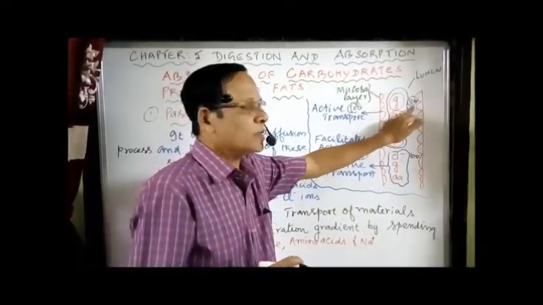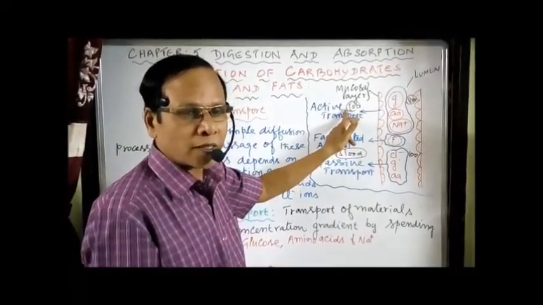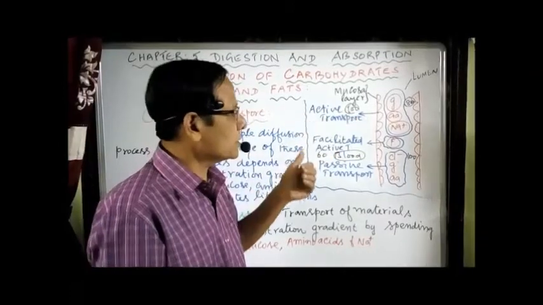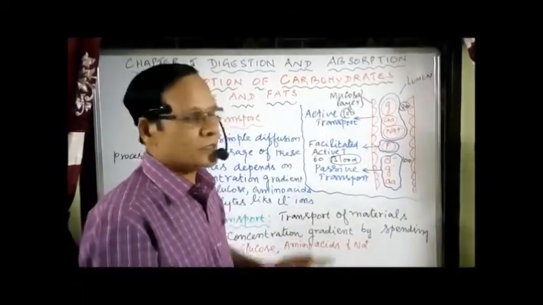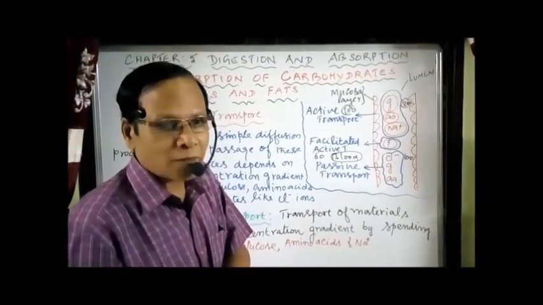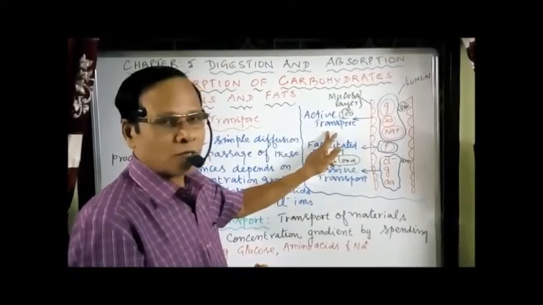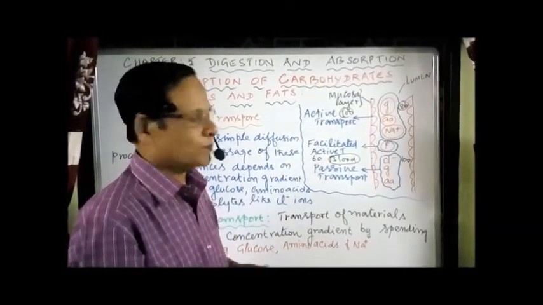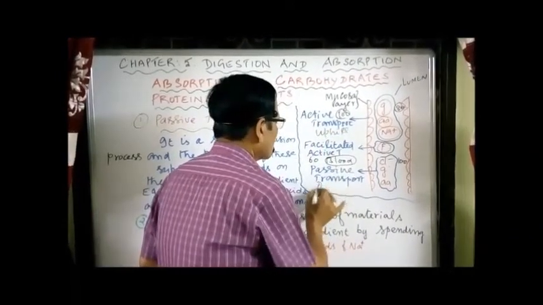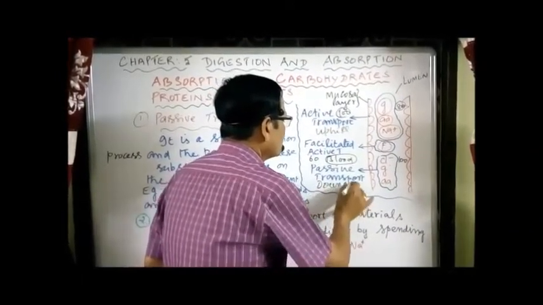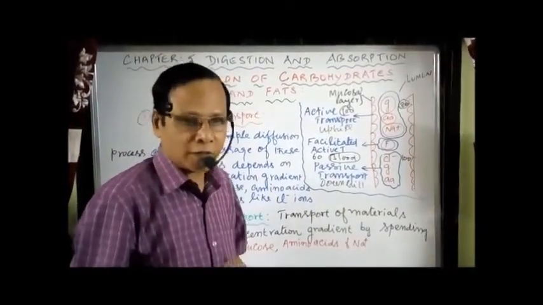Likewise here, the molecules at low concentration are moving toward a region of higher concentration. For that we need to spend energy. So that's why I say the transport of materials against the concentration gradient by spending energy is called active transport, otherwise called uphill transport. And this is what is called downhill transport. So these are the two major ways of transport.